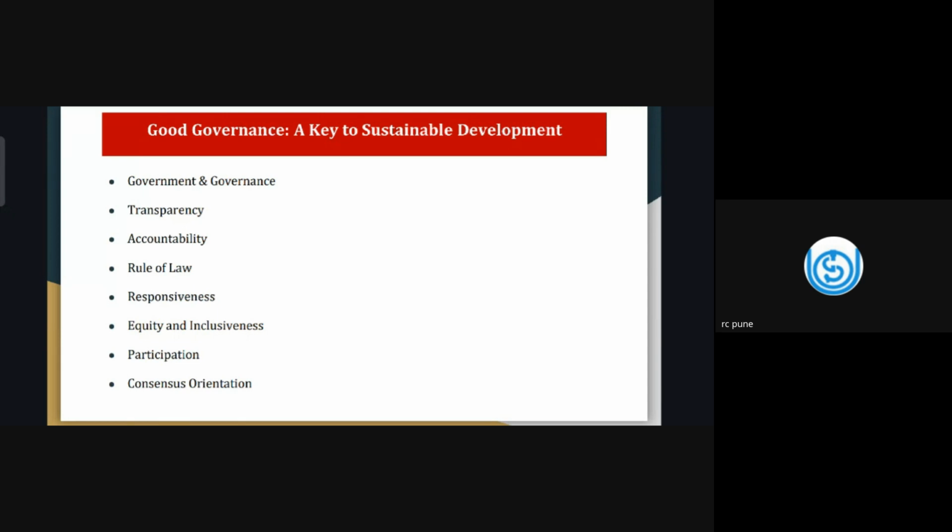So in upcoming class, what we will do is we will try to understand the concept of good governance. Rather, I will just explain in a minute, and then tomorrow onward we will try to understand different principles of good governance. Okay. Just in a minute, I'll explain, and then we may take the question answers if necessary.